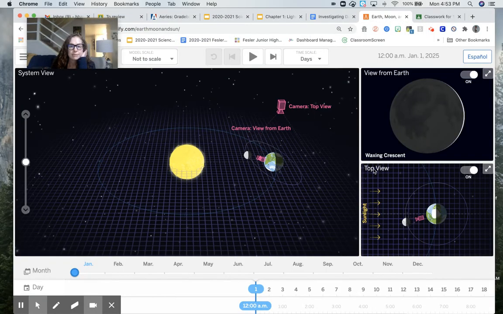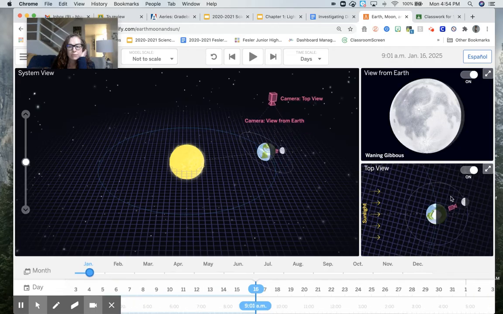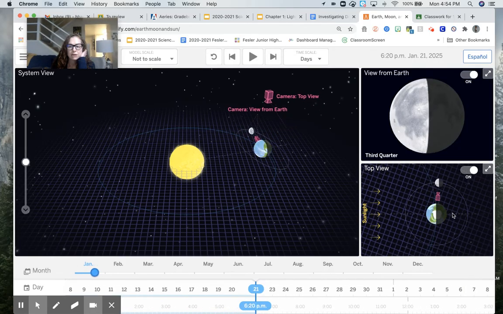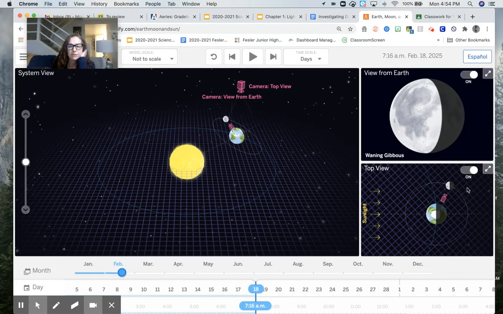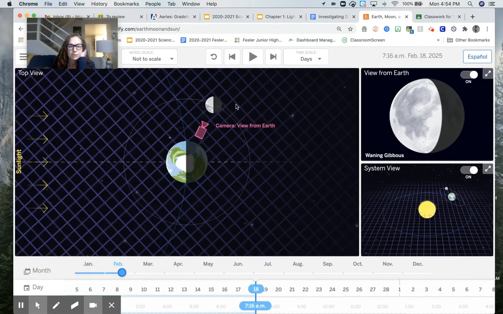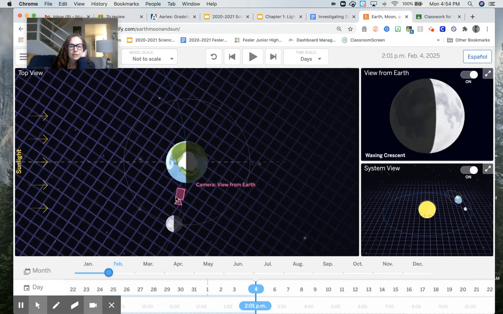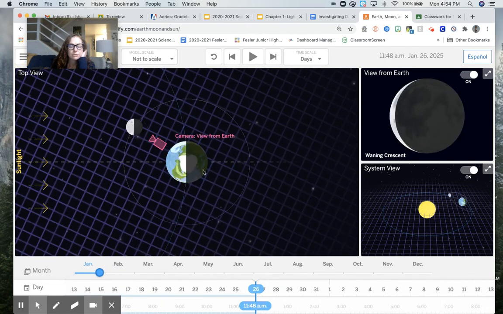So in my sim here, I notice in top view, no matter where my moon is, and I can grab the moon and move it around all the time on this view, and I can pull this view into the big picture here, I notice that it is always half lit. Okay, that is one thing that I could observe.